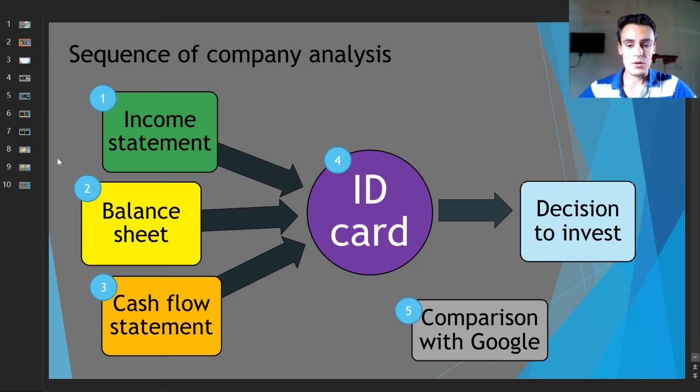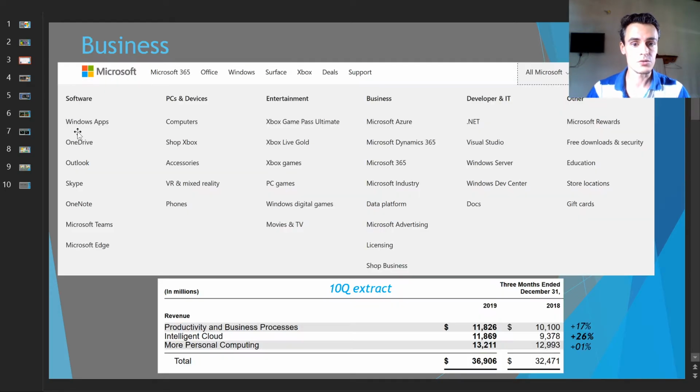Also at the end, I will make a quick comparison with the company Alphabet, just to give you an idea of the different metrics and to have a decent comparison with another big company like Google. So let's jump directly into the income statements. But before, I just want to make a quick overview of the business.